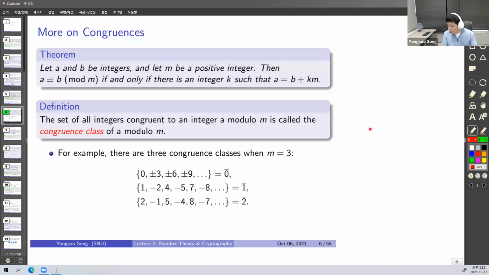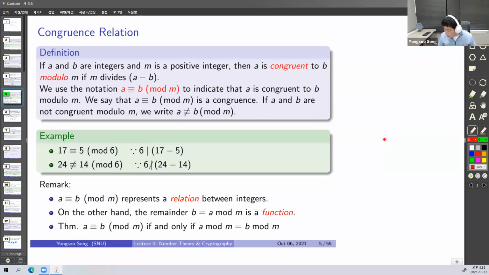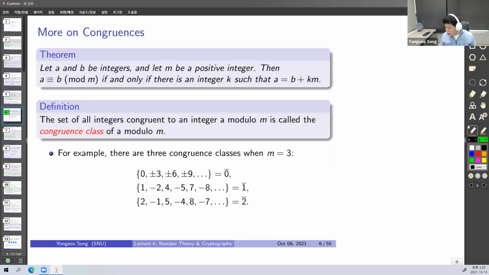Okay, so last week we defined the modular congruence between integers. Two integers a and b are said to be congruent modulo m if a minus b is a multiple of m. So a is congruent to b modulo m if and only if there exists an integer k such that a is written as b plus k times m.